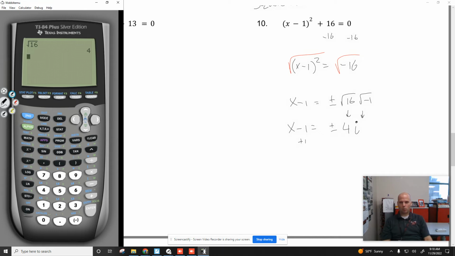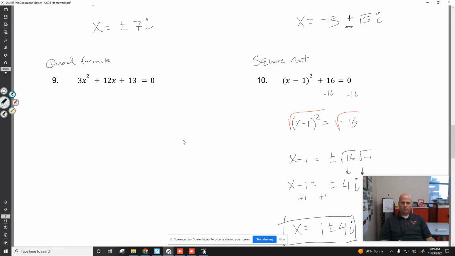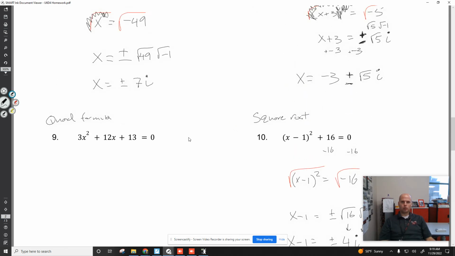So if I add 1 to it, I'm not going to add 1 to 4. I'm not going to add 1 to negative 4 like I would for the other situations if this was like x minus 1 squared minus 16. Instead, I'm just going to leave my answers like this. These are my two solutions, 1 plus 4i and 1 minus 4i. If I plugged it in here and squared it and added 16, I'd get the right answer. Okay? So those are good square roots.